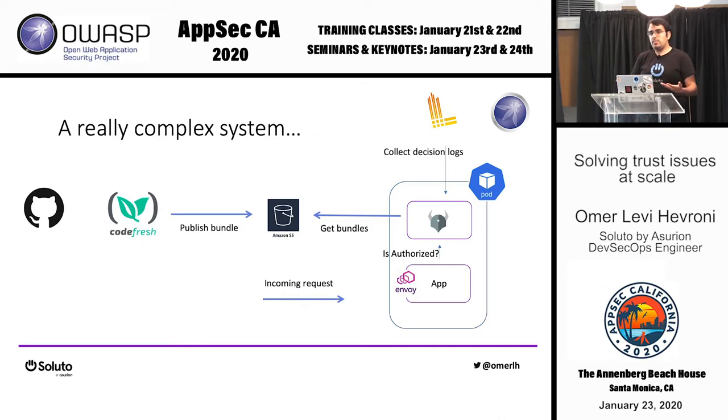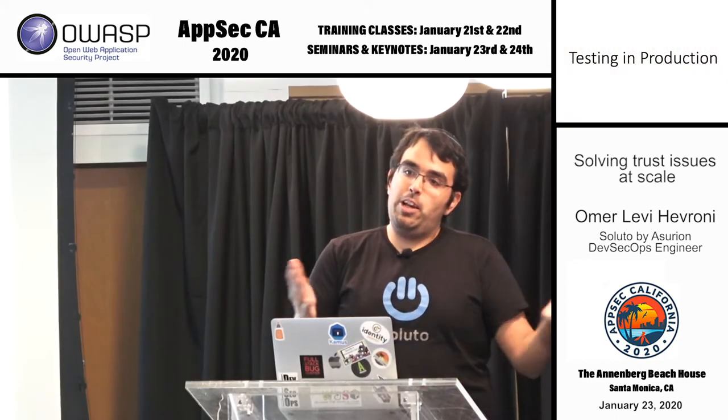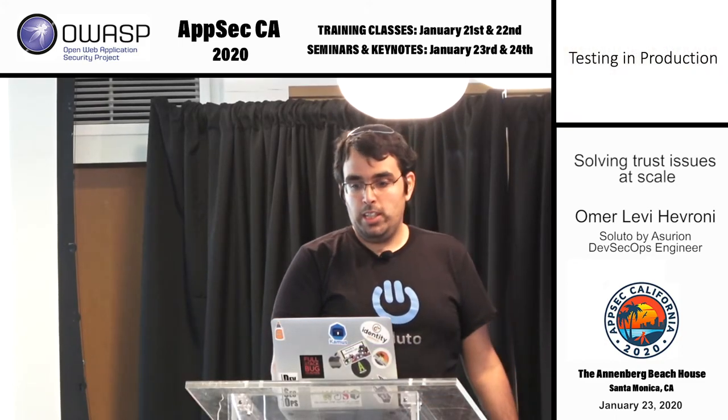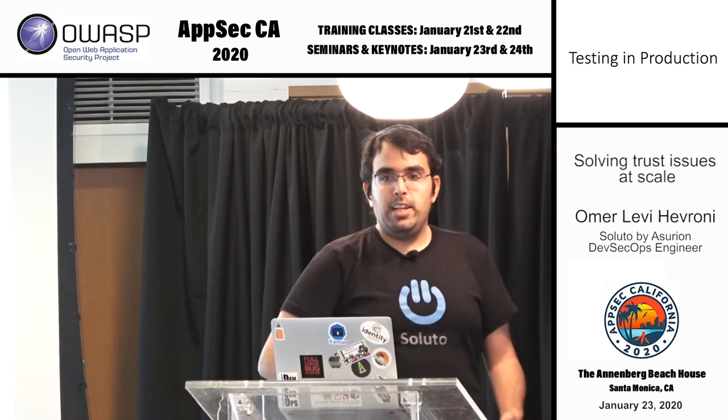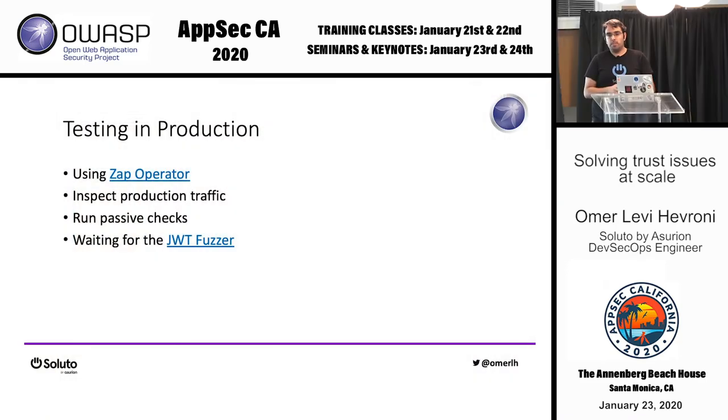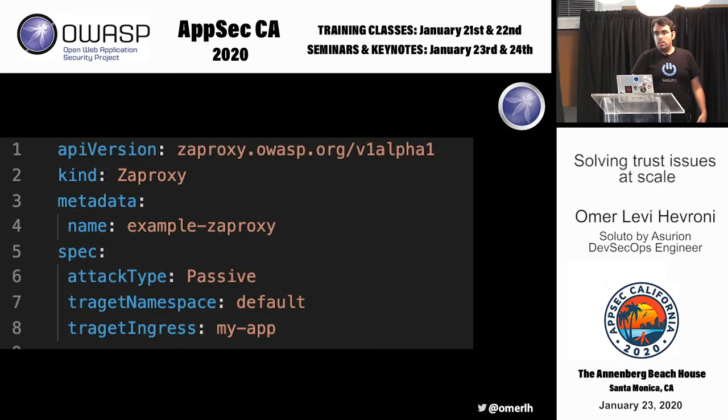And it's really hard to test complex systems. One approach here is testing in production, like chaos engineering just for security. For example, there is a ZAP operator, an OWASP ZAP operator that I wrote, and you can use it to easily attack your production system and use that as passive security, or when in the future we will have a JWT fuzzer, to ensure that your system stays secure over time.